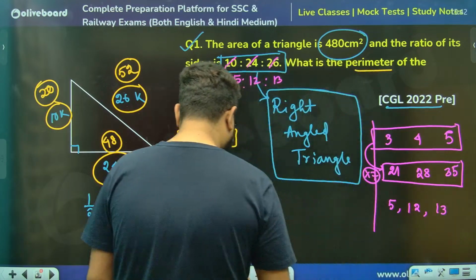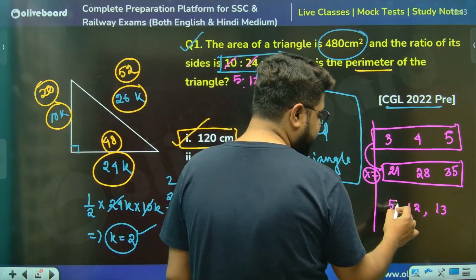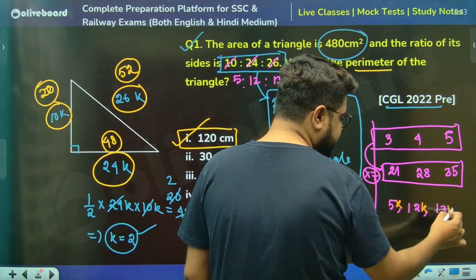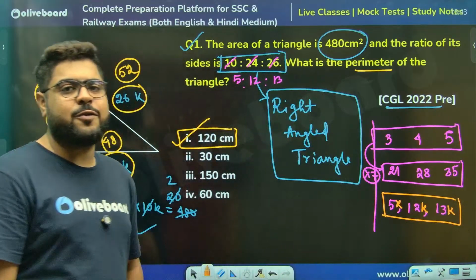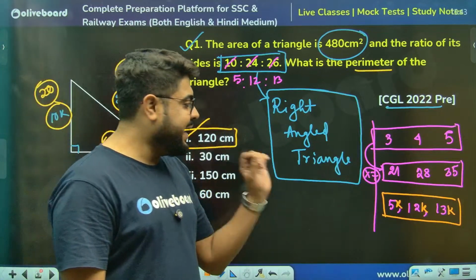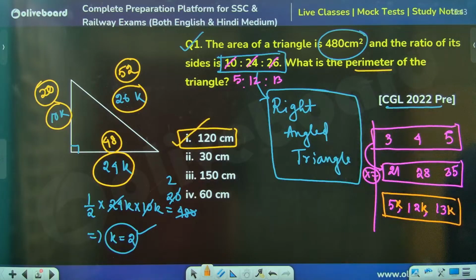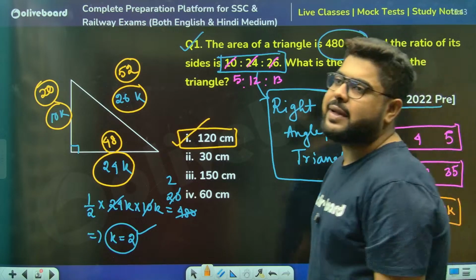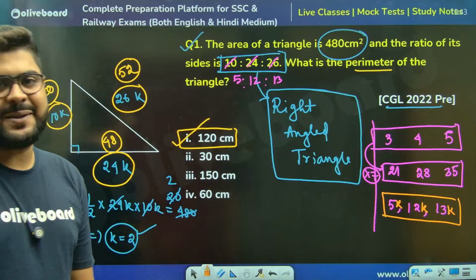So this is not only a Pythagorean triplet. 5k, 12k, 13k is a Pythagorean triplet where you can put the value of k as any integer. Any integer other than 0, although 0 also actually satisfies. But again, any positive integer you put, this will be a Pythagorean triplet. That's the beauty of Pythagorean triplets.